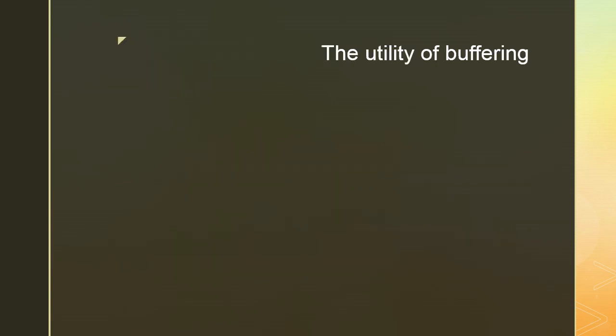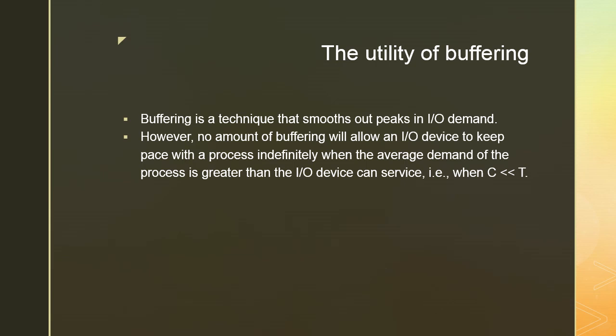The utility of buffering. Buffering is a technique that smooths out peaks in I/O demand. However, no amount of buffering will allow an I/O device to keep pace with a process indefinitely when the average demand of the process is greater than the I/O device can service. That is, when C is very small as compared to T, when the process computes in negligible time and the time to transfer from the I/O to the system buffer is very large.